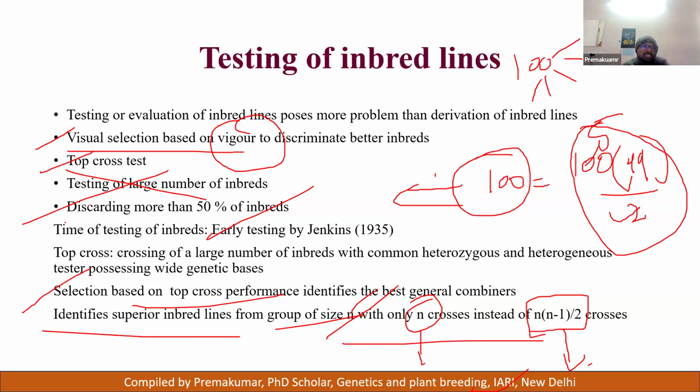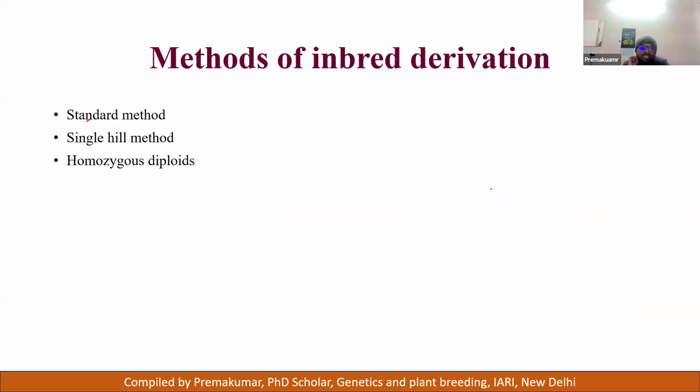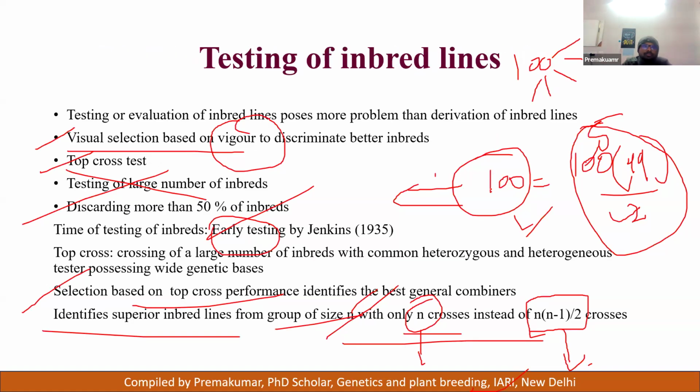This is one of the greatest advantages of the top cross method, and you do it in early testing. We can identify the inbreds with good GCA. Normally, what does top cross do? It identifies the best general combiner. It tests for GCA itself. Inbreds having very good GCA will be selected in early generation by evaluating only n crosses, not n into n minus 1 by 2 crosses. Okay, understood this point? Why early testing and the top cross method are very important in evaluating inbred lines? Understood? Yes, sir.